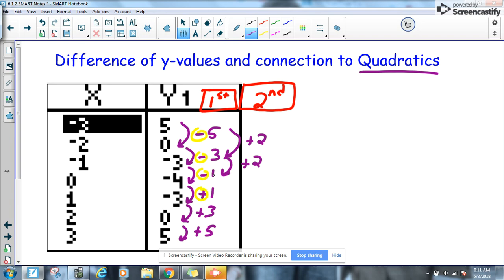We're going from negative 1 to positive 1. So negative 1 to 0 is 1, and 0 to positive 1 is another 1. And the difference here is 2, positive 2. 1 to 3 is obviously plus 2, and 3 to 5 is also obviously plus 2.